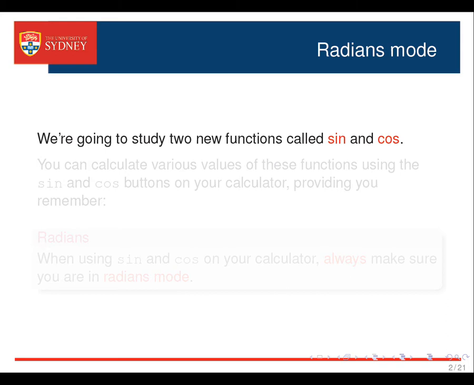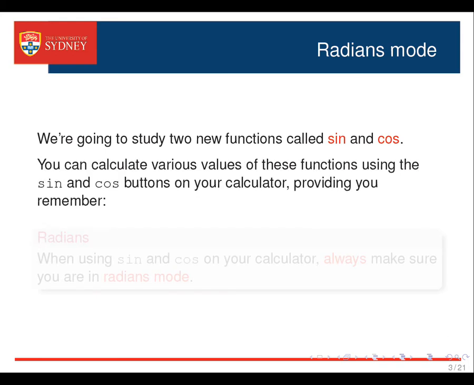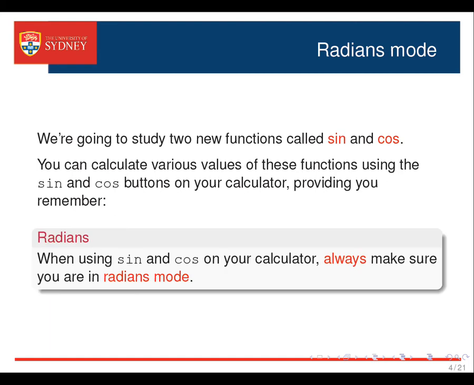We're going to talk in the next 3 modules about 2 new functions, or more precisely, families of functions, called sine and cosine. These 2 functions are programmed into your calculator, and you can compute values of the functions by using the sin and cos keys. It's important that you have your calculator in radians mode before continuing, as otherwise your answers will be all different from the answers in this presentation.